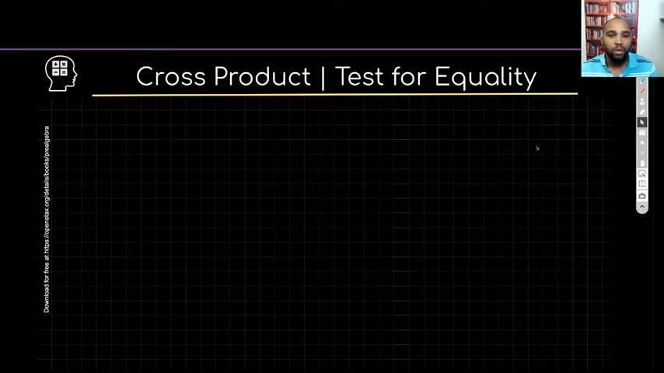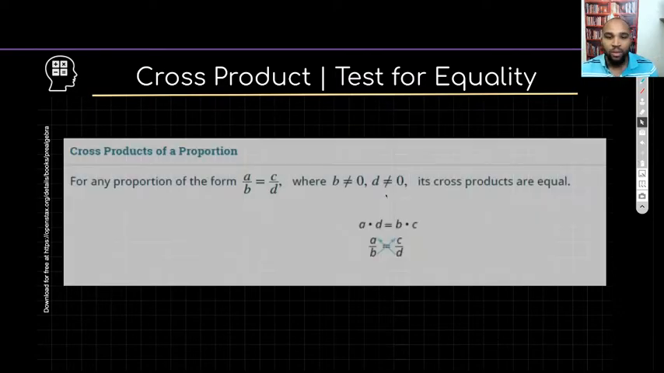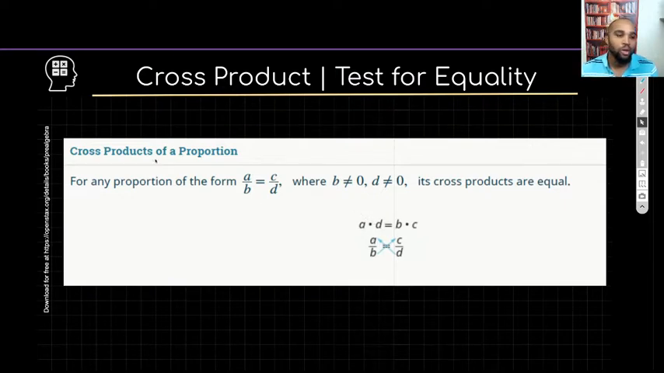All right, so what about the cross product test for equality? What does that mean? What this is saying is that now that you know how to set it up, if you needed to solve for a variable, you needed to find one of these 4 pieces, you could do so by remembering the cross products of a proportion. If you have this situation A over B equals C over D, you could multiply the denominator times the numerator and the denominator over here times the numerator and get the following. A times D is equal to B times C. So it's still equal to each other, but this puts it in an equation format by which we can solve for that variable.